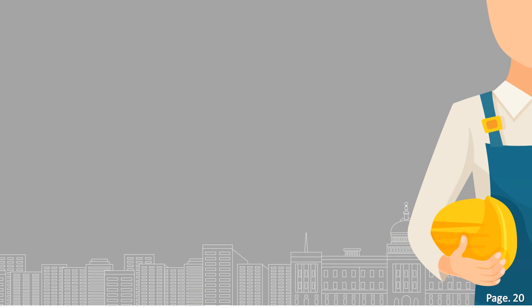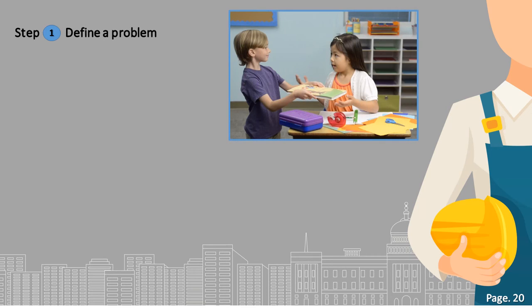Moving on to solve our second exercise on page 20. And here we will talk about the first 2 steps of a design process. Step 1. Define a problem. The kids here have to define a problem that needs solving. And in this case, their problem is that the desk is very crowded.